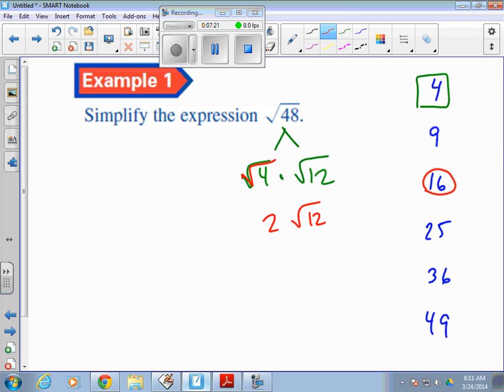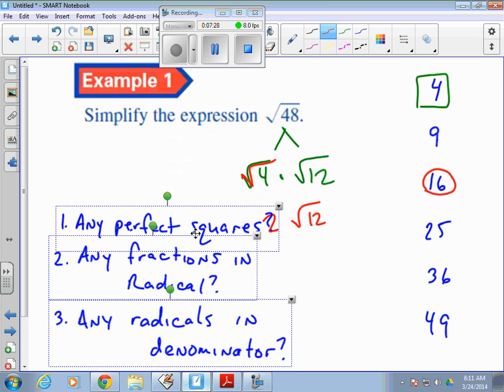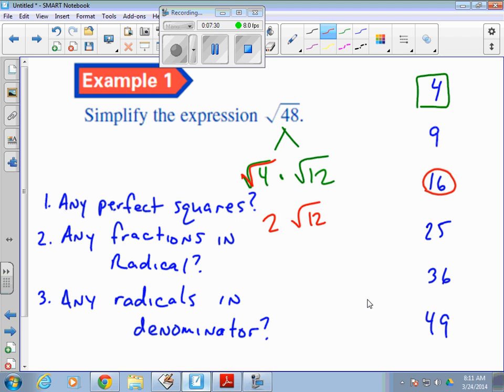But we're not sure if this is going to be finished or not. The way we can determine if it's finished is we ask ourselves those same 3 questions from earlier. Are there any perfect squares? Are there any fractions in the radical, or are there any radicals in the denominator? As you're looking at this right here, there's no fractions at all, and nothing with a denominator. So the answer to both 2 and 3 are no. So check the first question. Are there any perfect square factors?